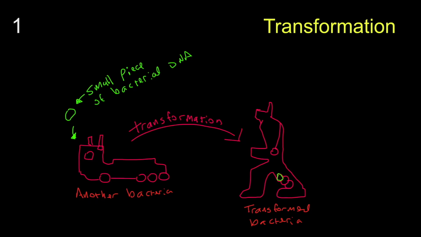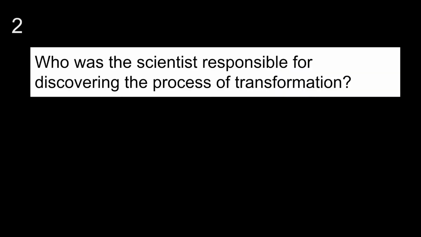All right, question number 2. Who is the scientist responsible for discovering the process of transformation? The answer is Frederick Griffith. So Frederick Griffith discovered that genetic material from bacteria can be incorporated into a completely different bacterial cell. And let's see, how can we remember Frederick Griffith? Because we're going to go over a lot of scientists.